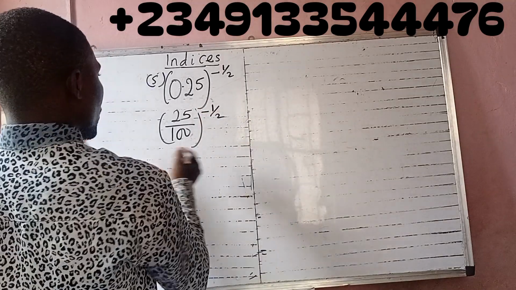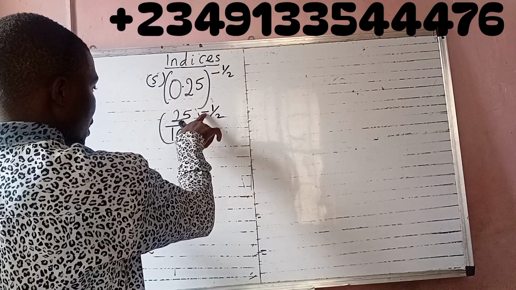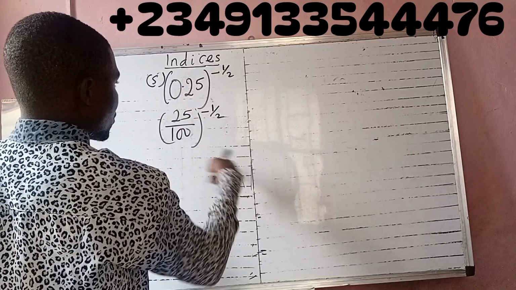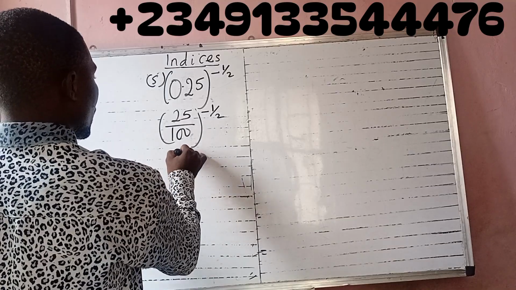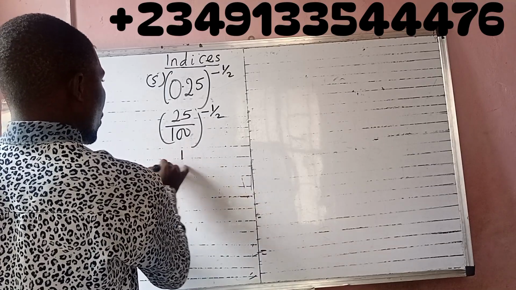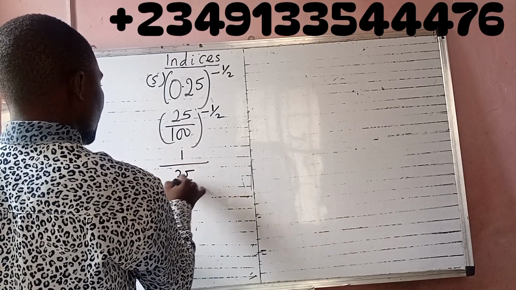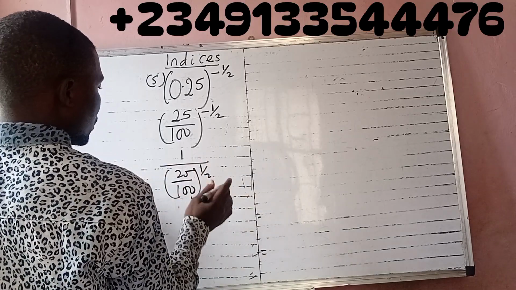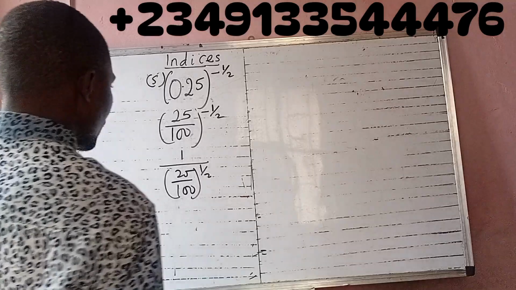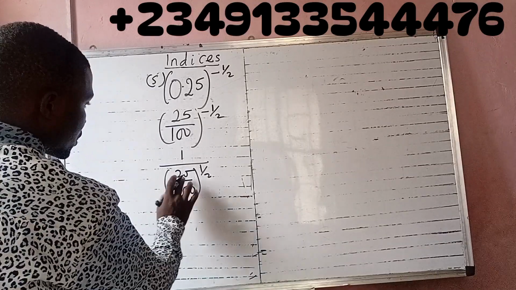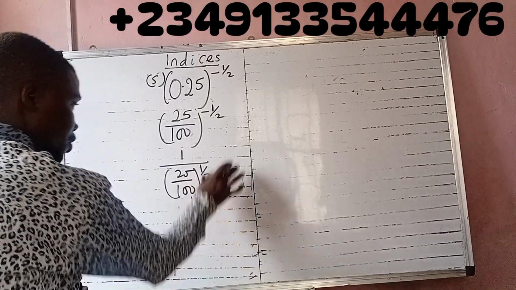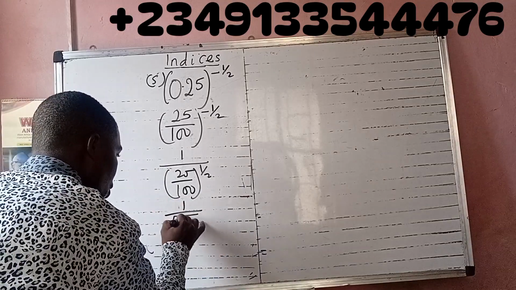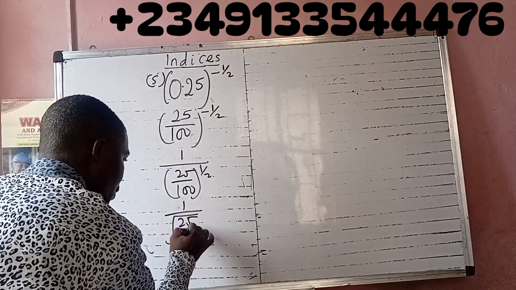So here now we can solve. We can eliminate this negative sign here. So you look for the inverse to eliminate it. So we have 1 over 25 over 100, everything raised to 1 over 2. Now it looks more interesting. So here we can change this half back to a square root. So we have 1 over the square root of 25 over 100.